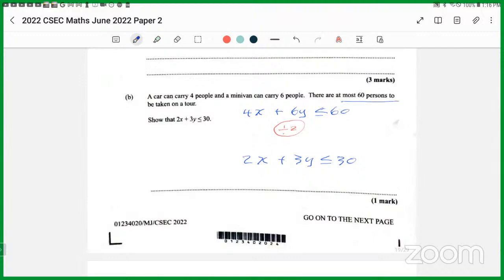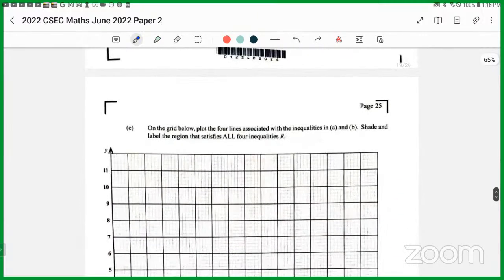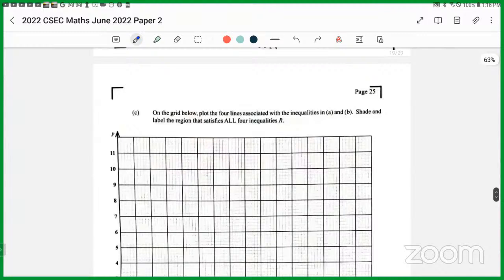More 60 process going on at 2, right? 60 is the most. Then it says, on the grid below, plot the 4 lines associated with the inequalities, and then shade and label the region that satisfies all inequalities. So this one I want you to shade and label. So we need the 4 inequalities. Let's go step by step, one by one.